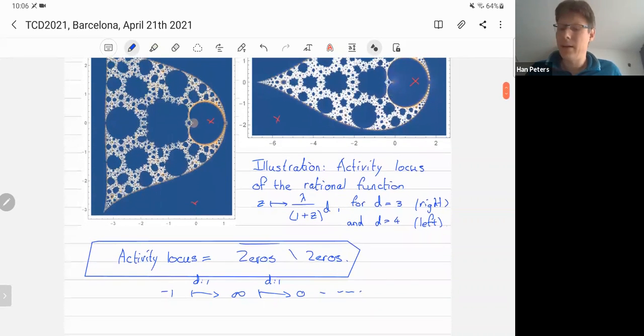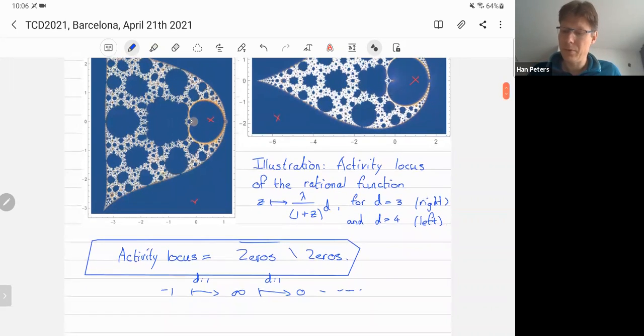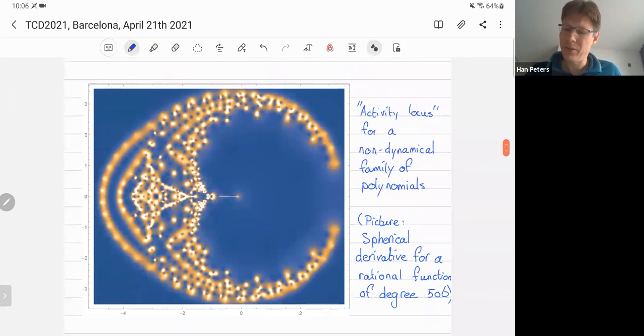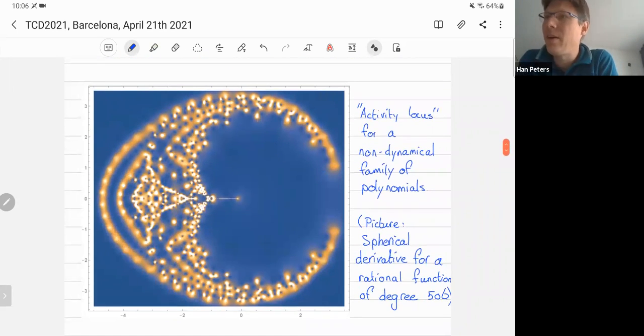So I imagine that you're all comfortable with what I told you thus far. Let me show you a different picture, where now I put activity locus in quotes. This is again a picture where I approximated the spherical derivative of some rational function. And in fact, again, it's a family of rational functions whose degrees grow to infinity. And as the degrees grow, these pictures converge. And this one is of degree 506.